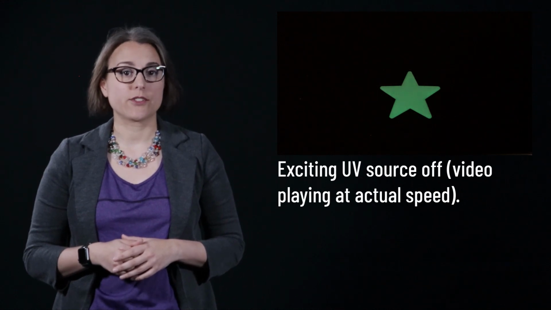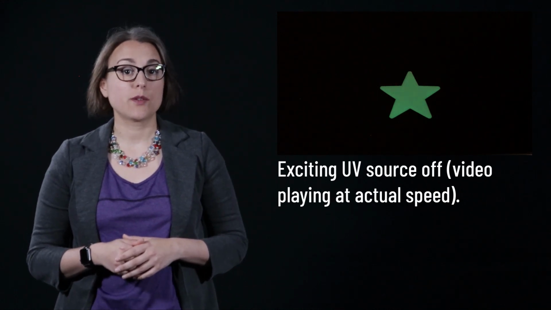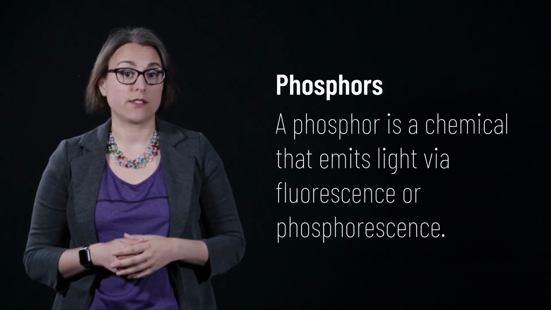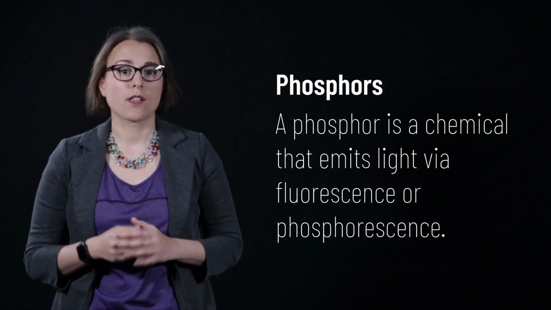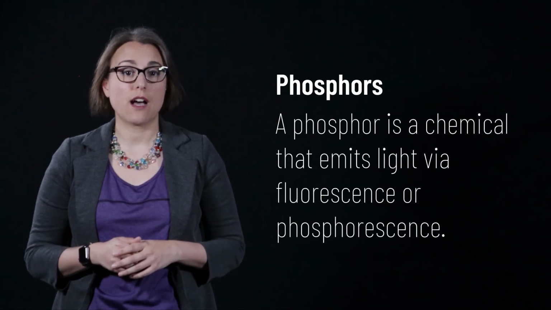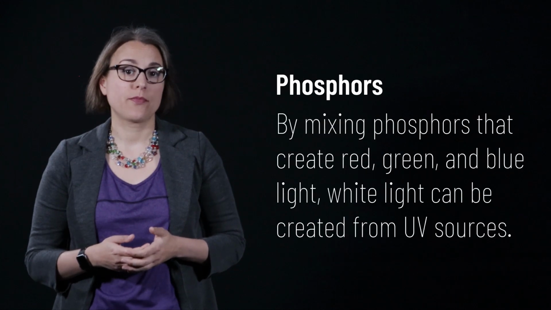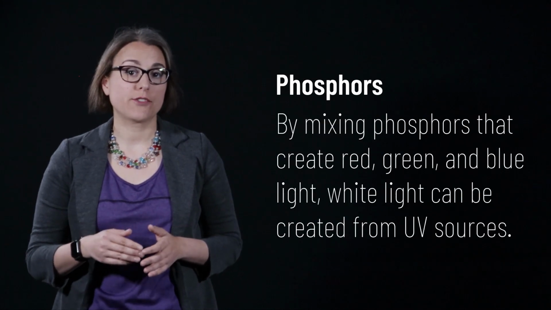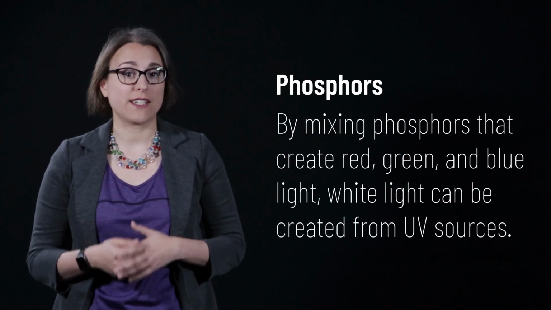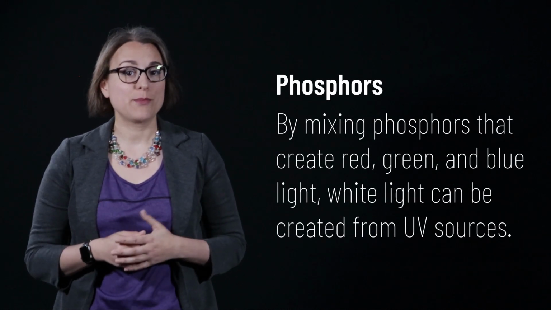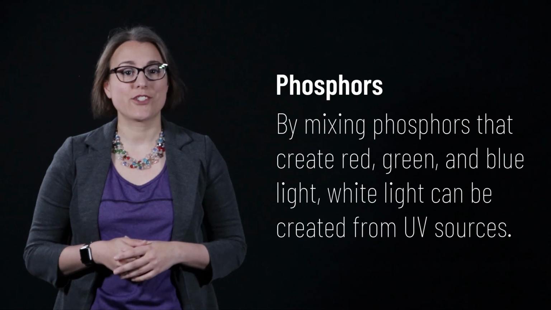Chemicals known as phosphors may emit light using the process of fluorescence, and some may emit light using the process of phosphorescence. Phosphor coatings are very common when high-energy light is used to generate white light. By mixing multiple phosphorescent or fluorescent chemicals together, a mixture of red, green, and blue light can be generated to create white light for use in home lighting.